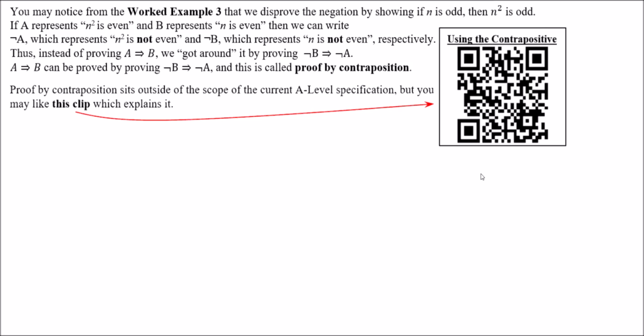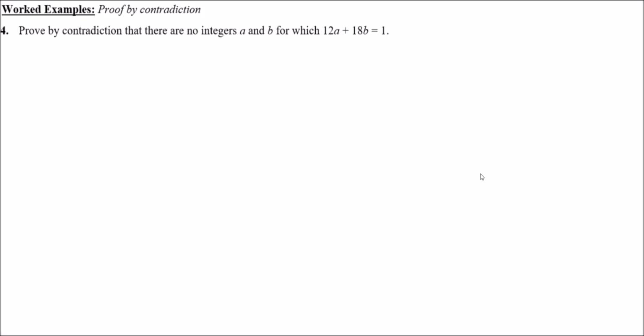Let's move on now to worked example 4. Prove by contradiction that there are no integers a and b for which 12a plus 18b equals 1. Now this is actually just a proposition. We're saying, oh no, you can't have a and b for which this holds. So the negation would be to say, actually, there do exist an a and b such that this is true. So the first start is to assume the negation. So assume that there exist two integers, a and b, such that 12a plus 18b equals 1.